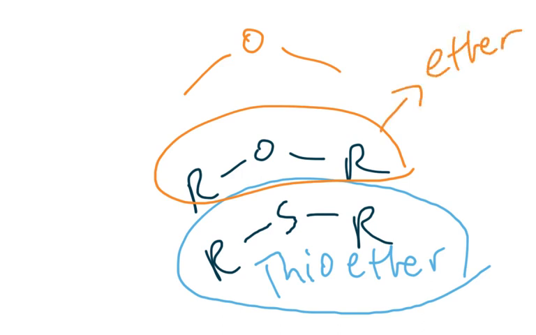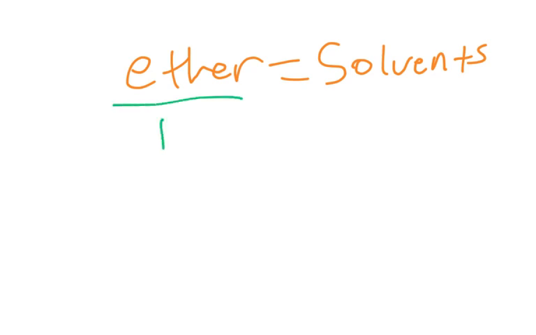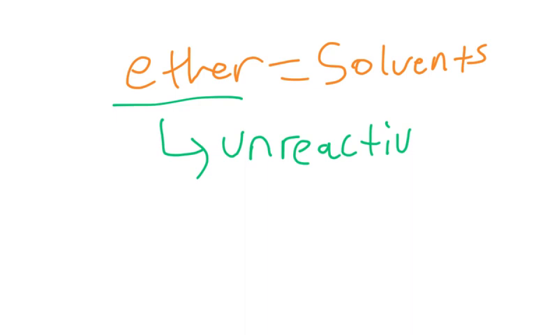And also, when we're doing reactions in a lab, ether is often used as a solvent because ethers are mostly unreactive. All right, so ethers are relatively unreactive, and that's why they're really good to use as solvents when you're doing chemical reactions in a lab or something. All right, let's move on to another one.